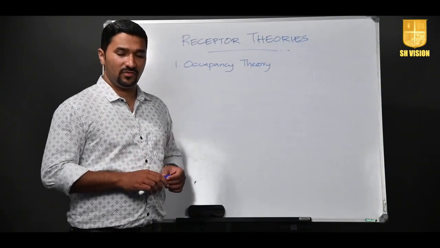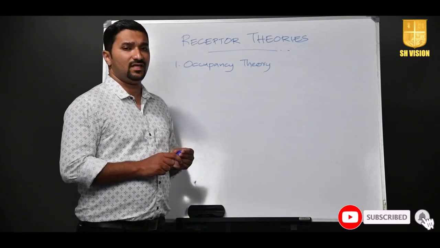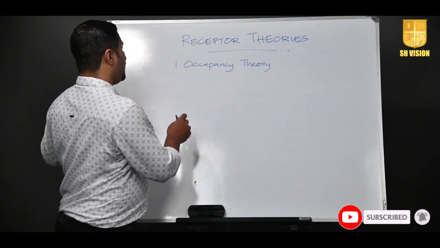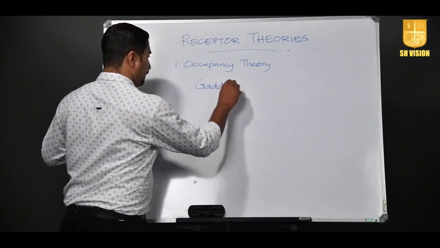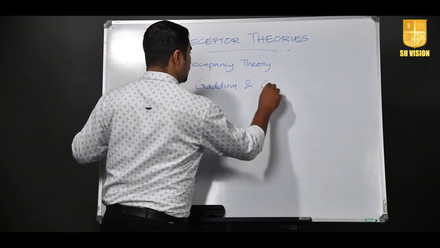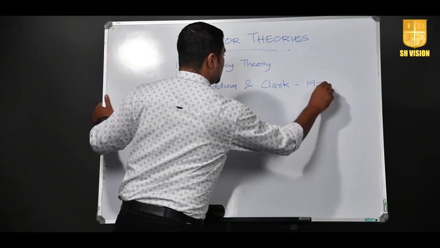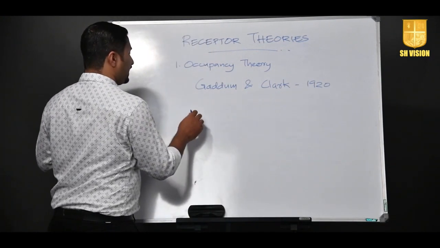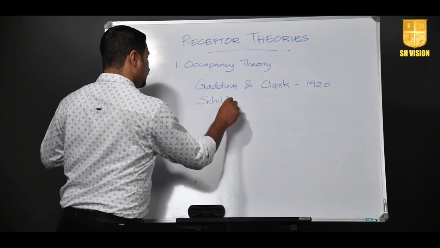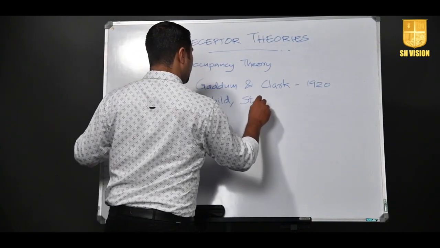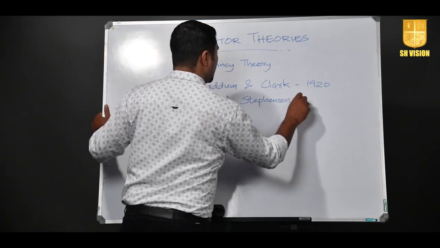Now, the first theory that we are going to discuss today is occupancy theory. Occupancy theory is a classical theory developed by scientists Gaddum and Clark in the year 1920, and was further extended by scientists like Ariens, Stephenson, and others.